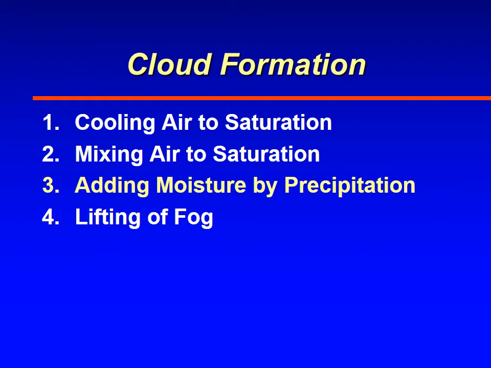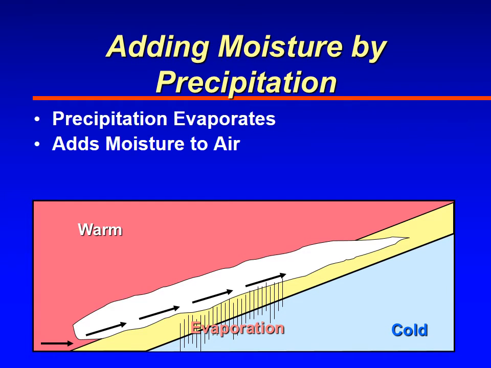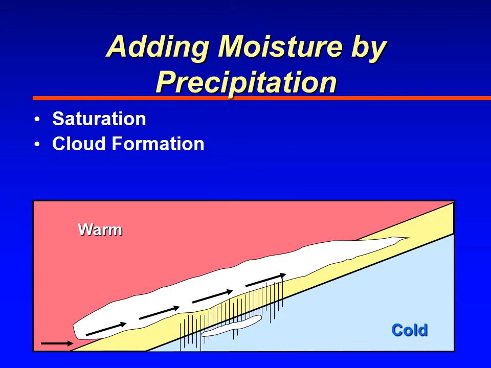Another way that clouds form is by adding moisture through precipitation. This typically happens when precipitation is falling out of a cloud, and as it falls into the drier air, it starts to evaporate. So it's adding moisture to the lower layer of air. And that evaporation starts increasing the dew point in the lowest layers. And when the dew point increases to reach the temperature, you get the formation of lower clouds.